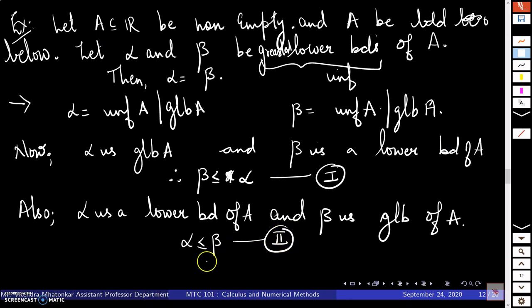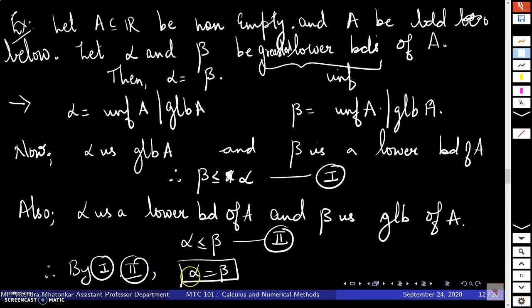And by the property which I did in the first video of this course, if A is less than or equal to B and B is less than or equal to A, then A and B are the same. So by 1 and 2, we have alpha is equal to beta. Hence the infimum of a set, if it exists, is a unique number.